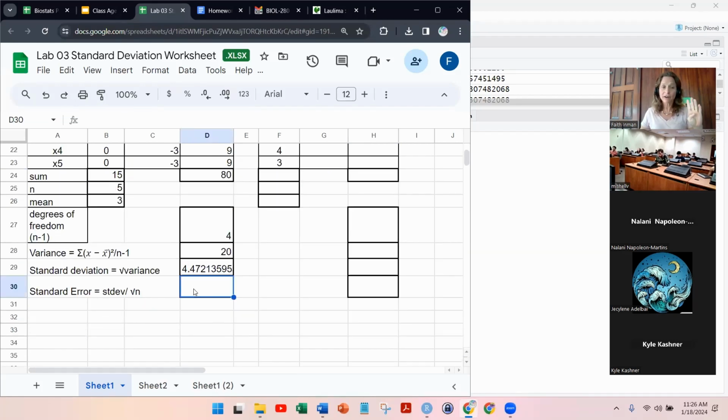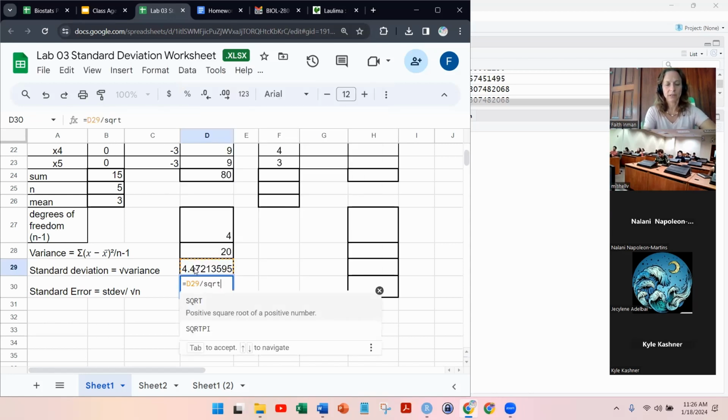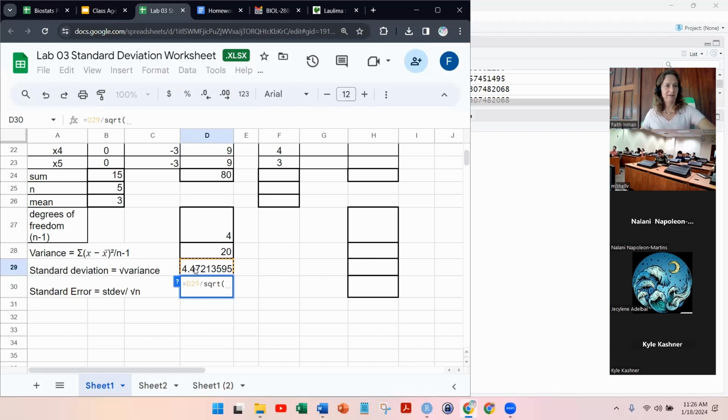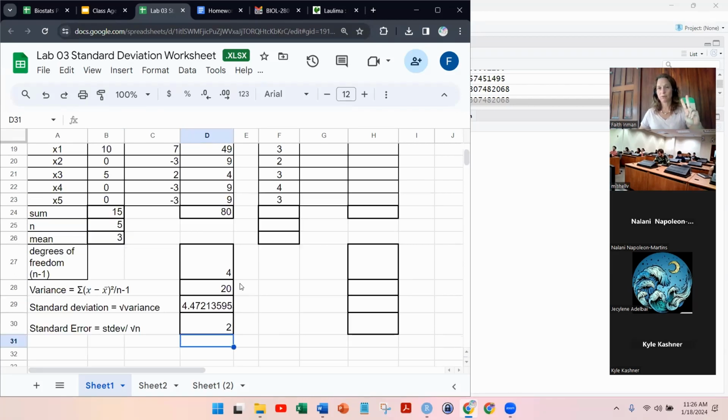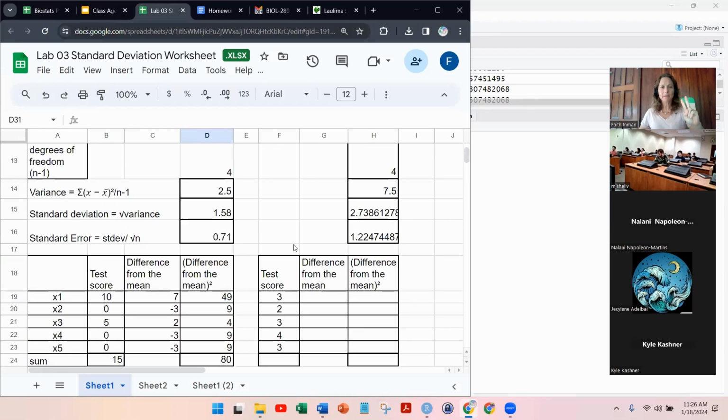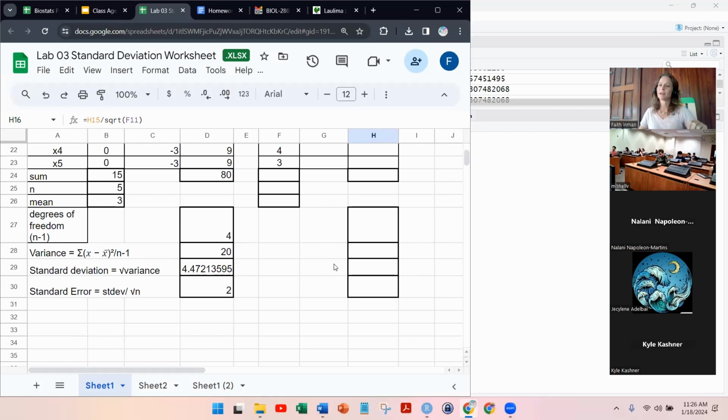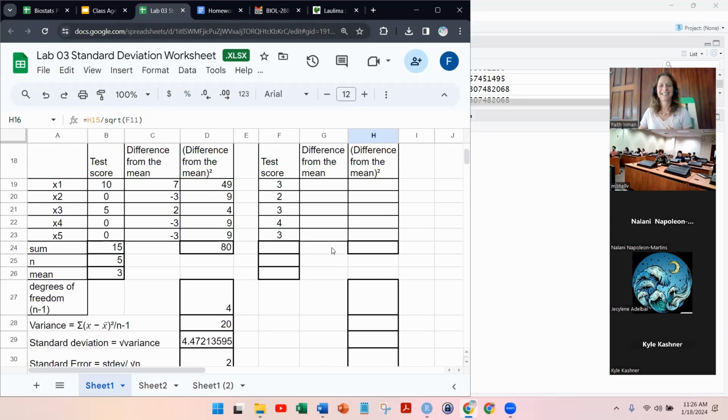And our standard error, we're going to take standard error is equal to the standard deviation divided by the square root of n. Here's our n. And we get 2. Our standard error is 2, which is still higher, but it doesn't scale as dramatically. It's sort of a more restrained variance measure.